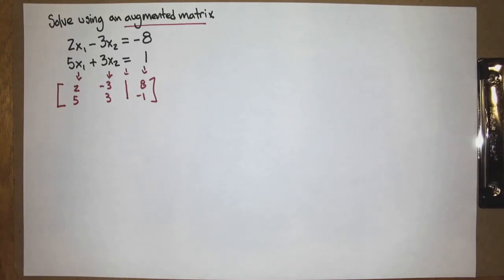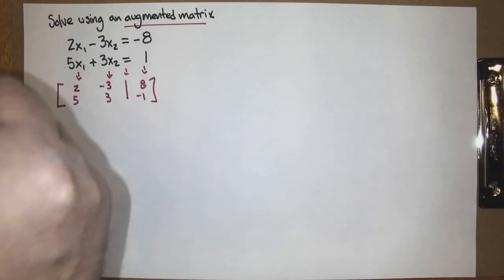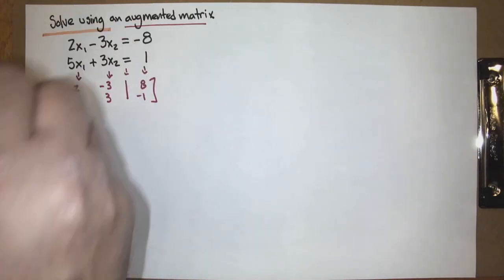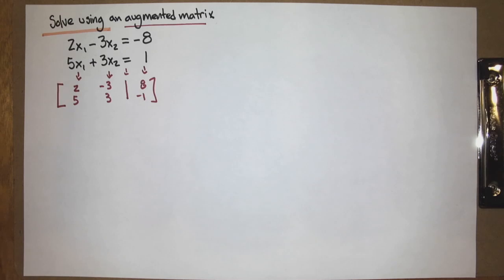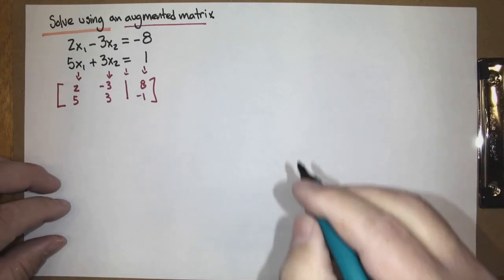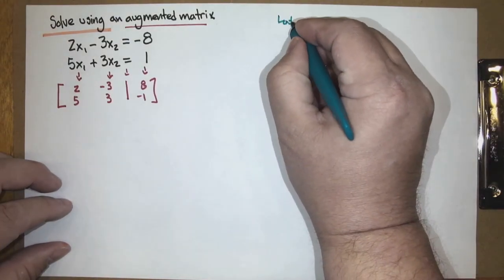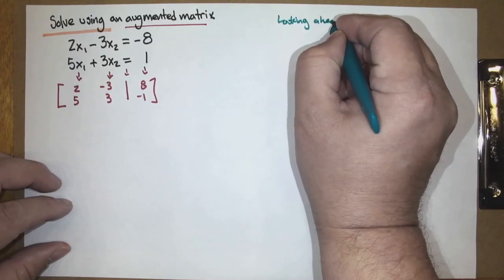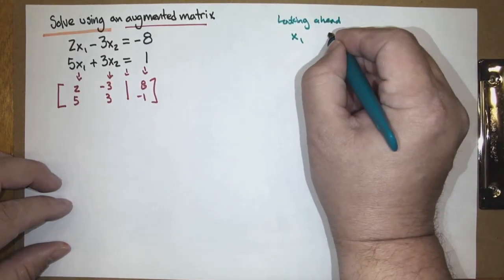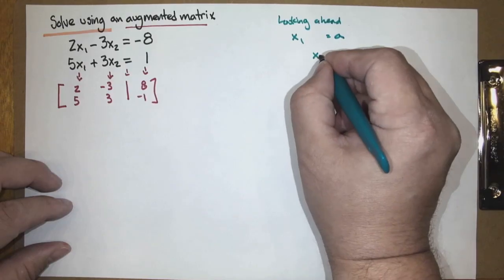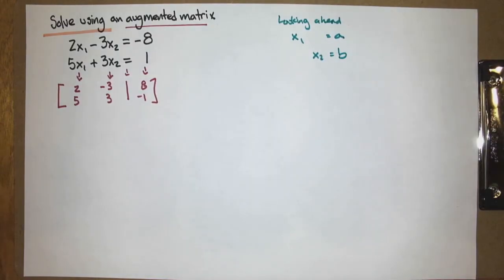But now the question: what does it mean to solve? In particular, solve using an augmented matrix. So, when we think of a solution to our system, what would it tend to look like? Looking ahead, we can think about what we want. We want to say that x1 equals some number a, and x2 equals some number b. In other words, we know exactly what x1 is and exactly what x2 is. That's the solution we're shooting for. So that's what we want.